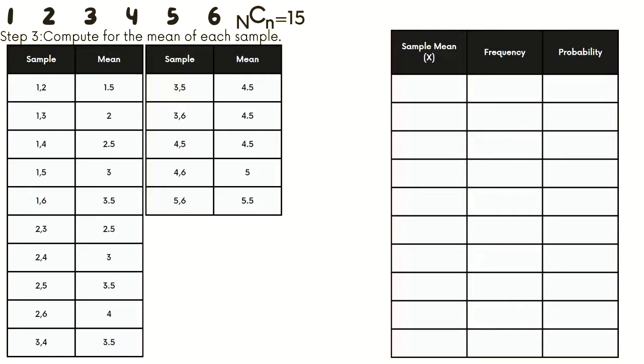And the last step is to construct a sampling distribution. So here in the sample mean, we don't need to put the same mean. All we need to do is just arrange them from lowest to highest, then count their frequency, and it should look like this.